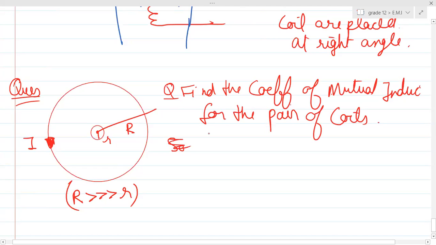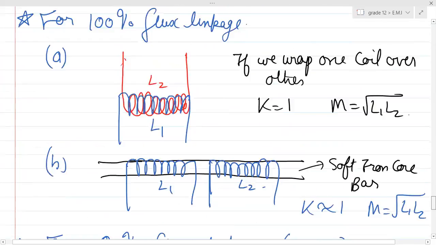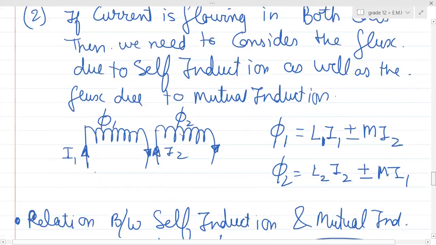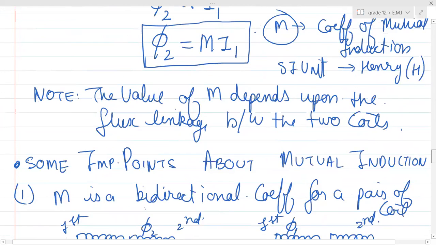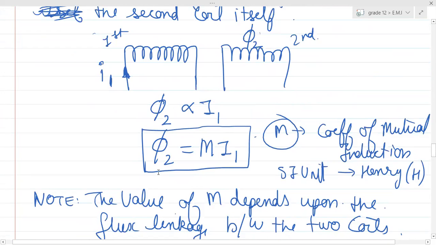How will you do it? First of all, can anyone tell me how will you find out the mutual induction? Sir, we can find it this way. Not this, but just by the definition. Can you see over here? The current is flowing in one coil and the flux is generated in the second coil. So try to find the flux in the smaller coil as a function of current in the first coil.